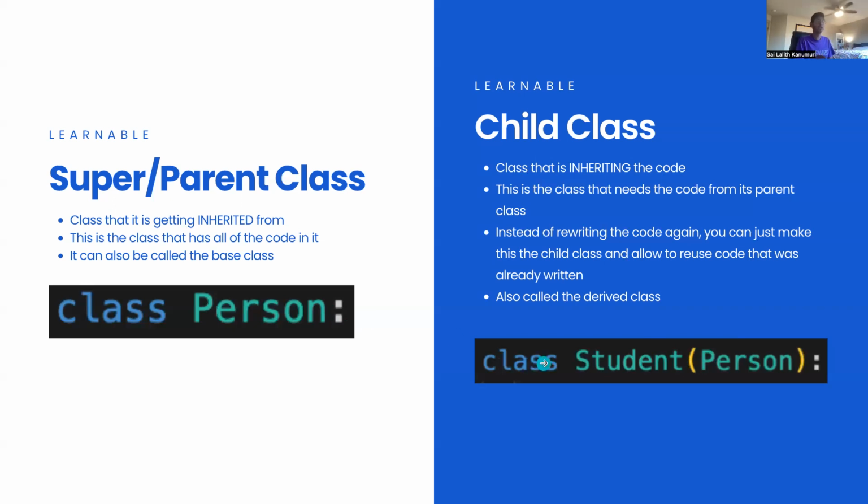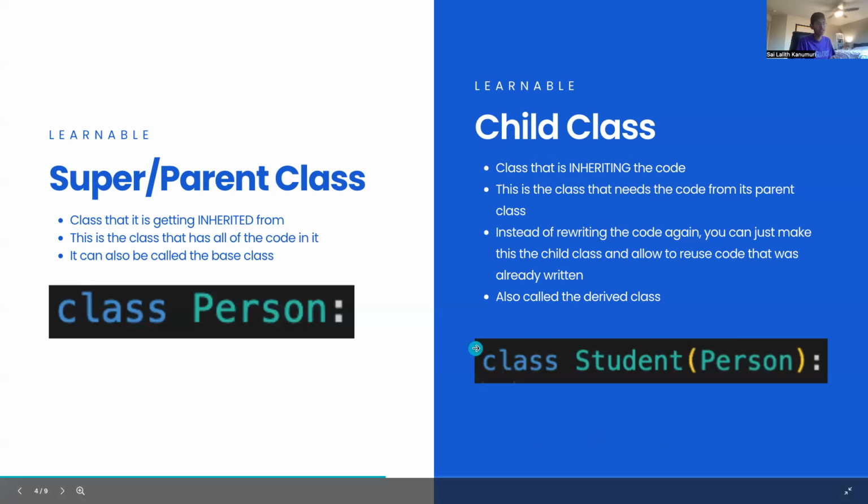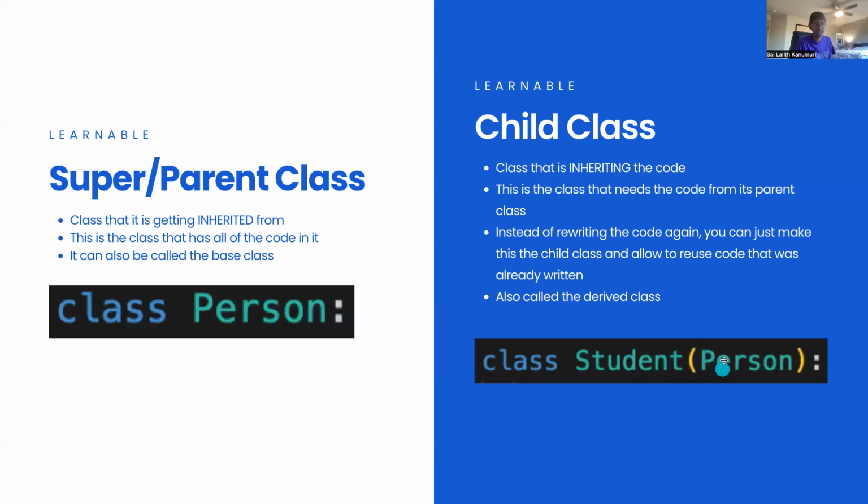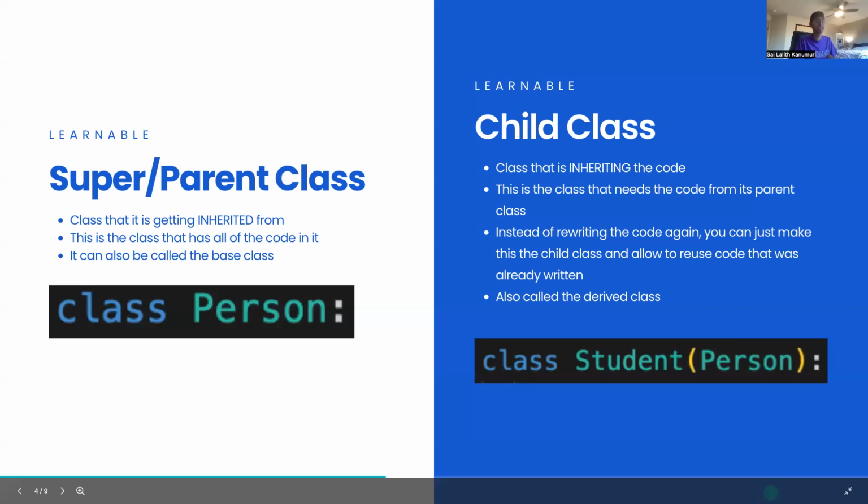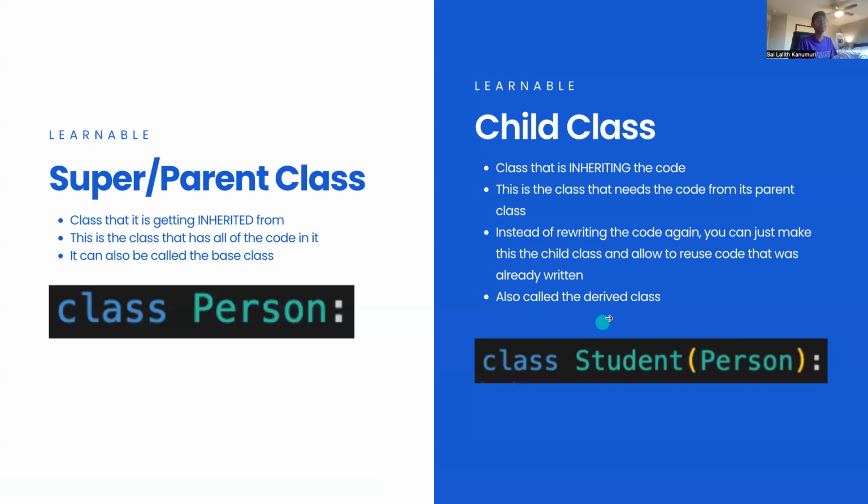But the thing is, if you want to reuse that code, we do class Student or whatever the thing may be. And if you want to inherit from the Person class, you have to put parentheses, and then inside the parentheses, you have to put Person. This basically indicates to Python that you're making a class called Student that's inheriting from Person. Okay.